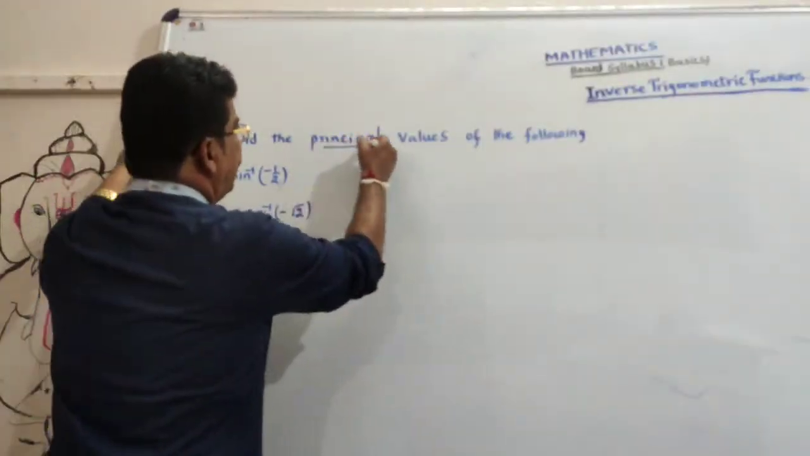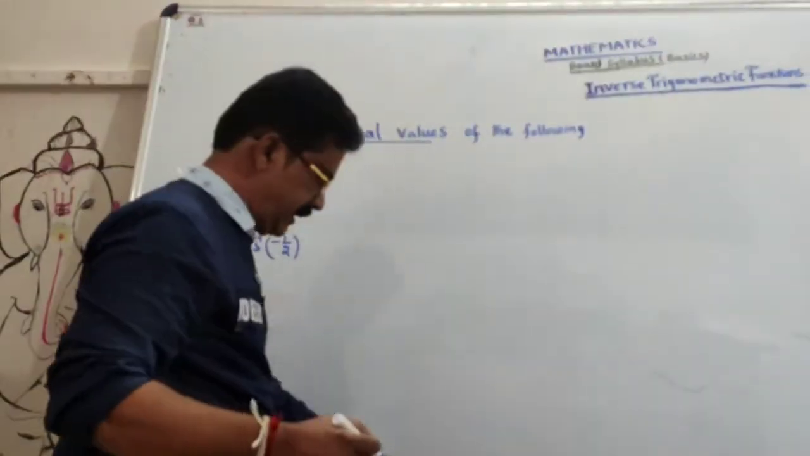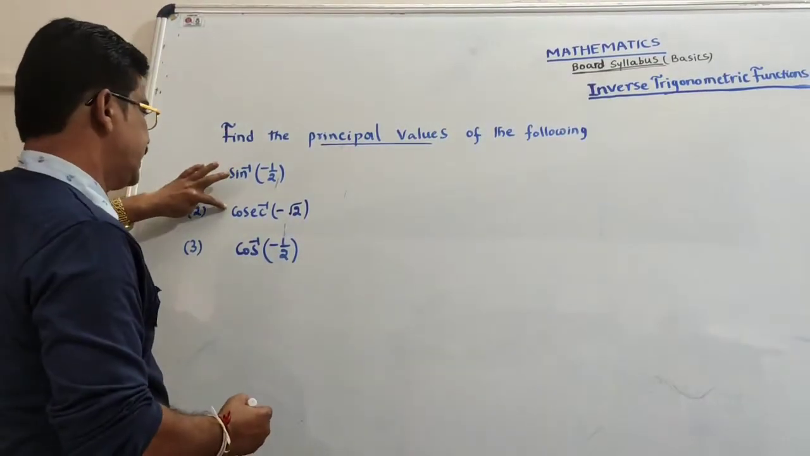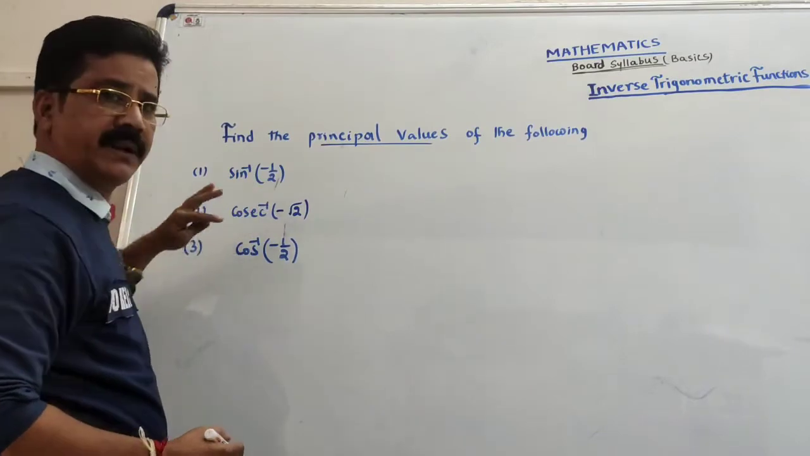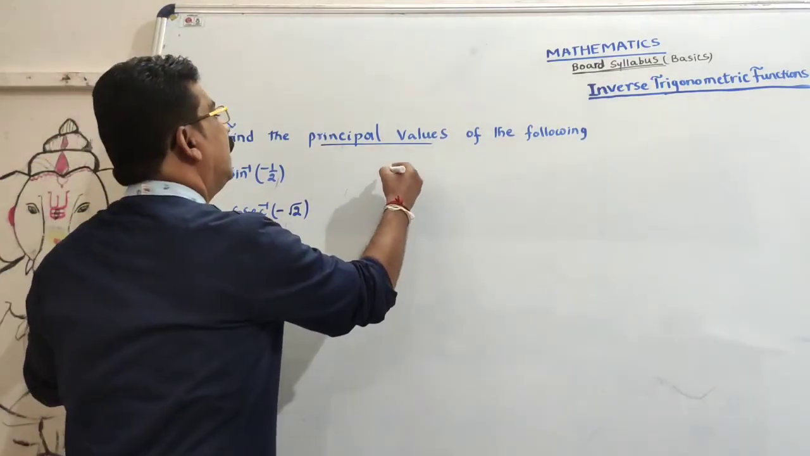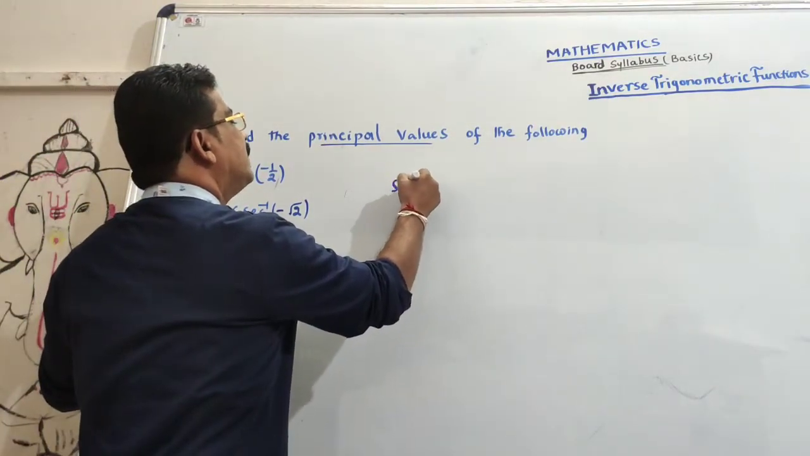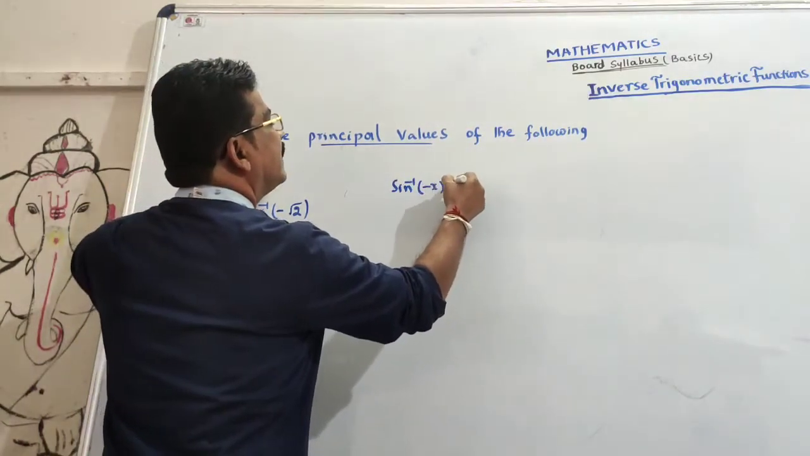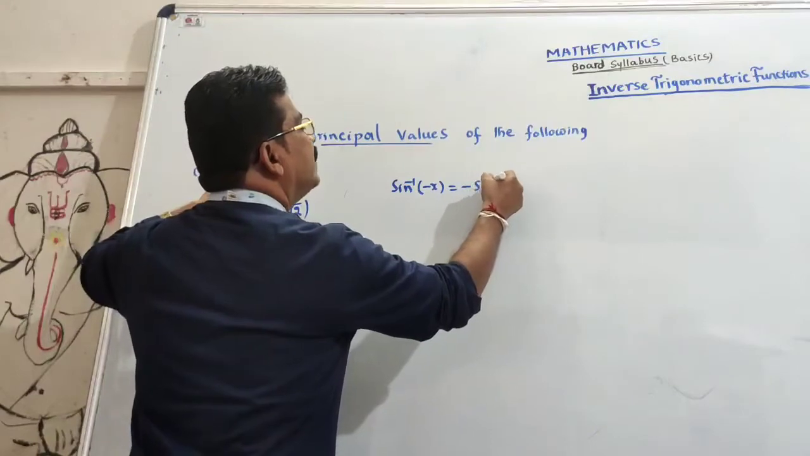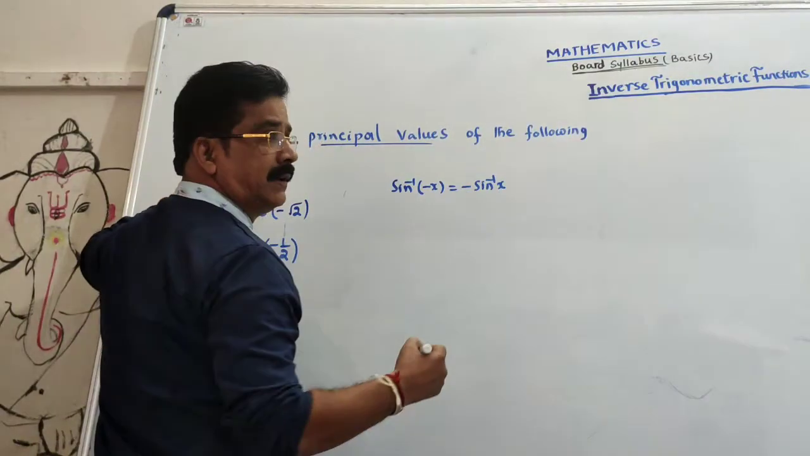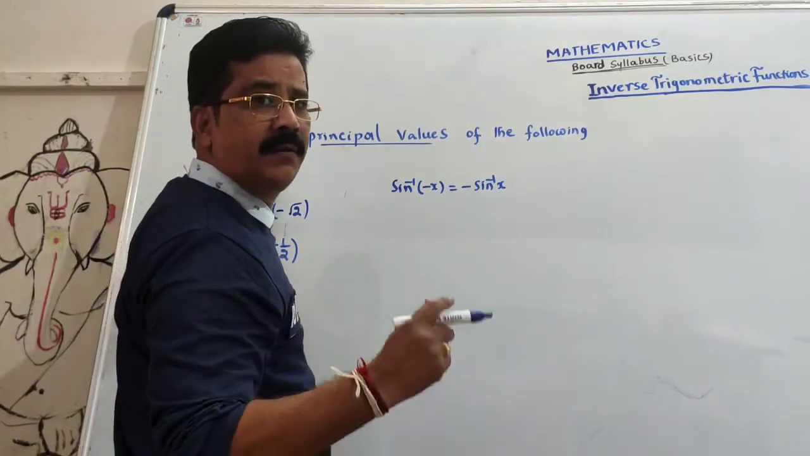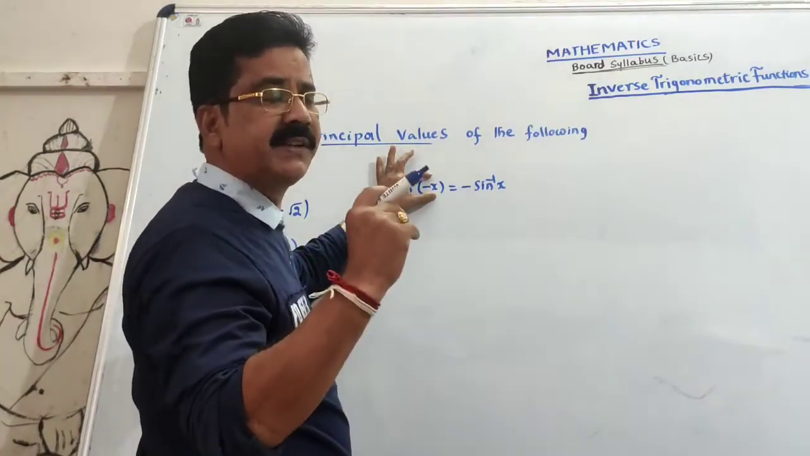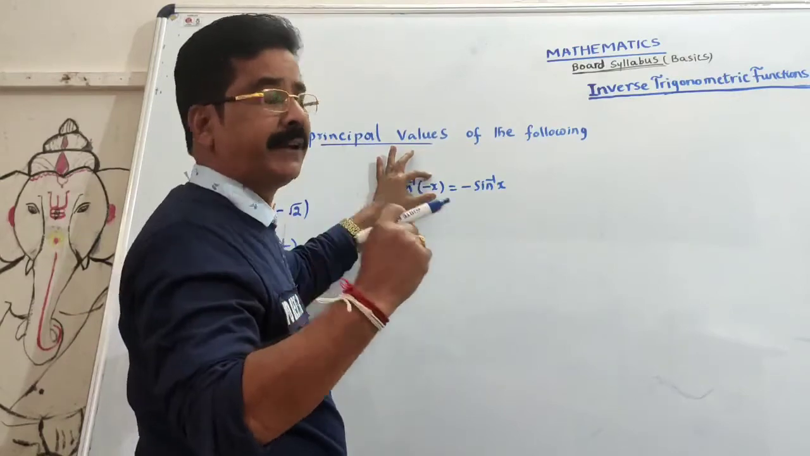Find the principal values of the following functions, namely sin inverse of minus 1 by 2, cosecant inverse of minus root 2, cos inverse of minus 1 by 2. First, we recall sin inverse of a minus something x is equal to minus sin inverse x. Until this topic is over, we first think of the value of x, means limitations of x, means the domain of x.